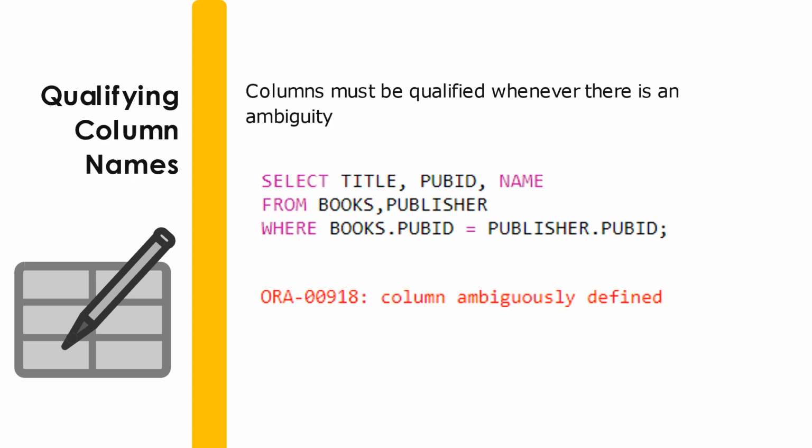If we're trying to select columns that are present in both of our tables, we must have a qualifying column name. In this example, we are selecting the pub ID in our output. However, we have pub ID both in the books table and in the publisher table. If we are trying to do this, Oracle will give us the following error message, because Oracle does not know which pub ID we want to include in our output. So it is important for us to qualify our column names, just like what we did in our where clause.